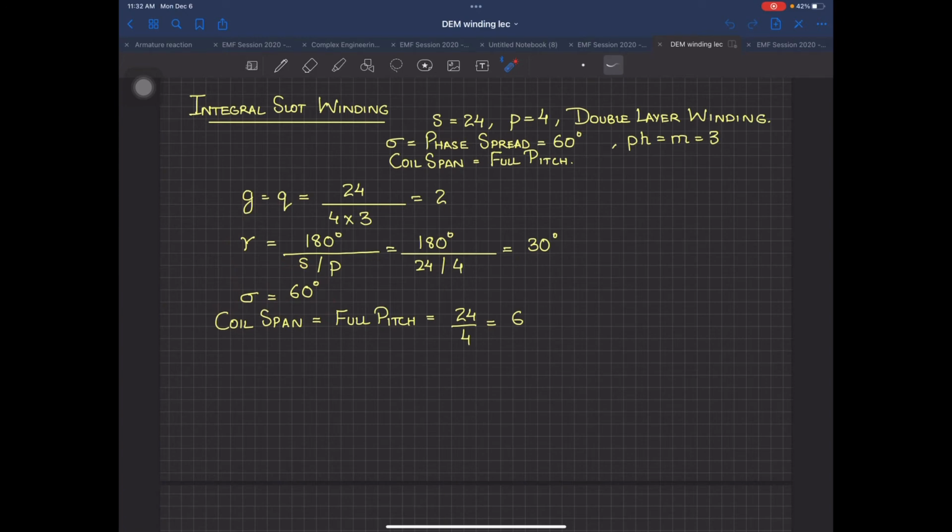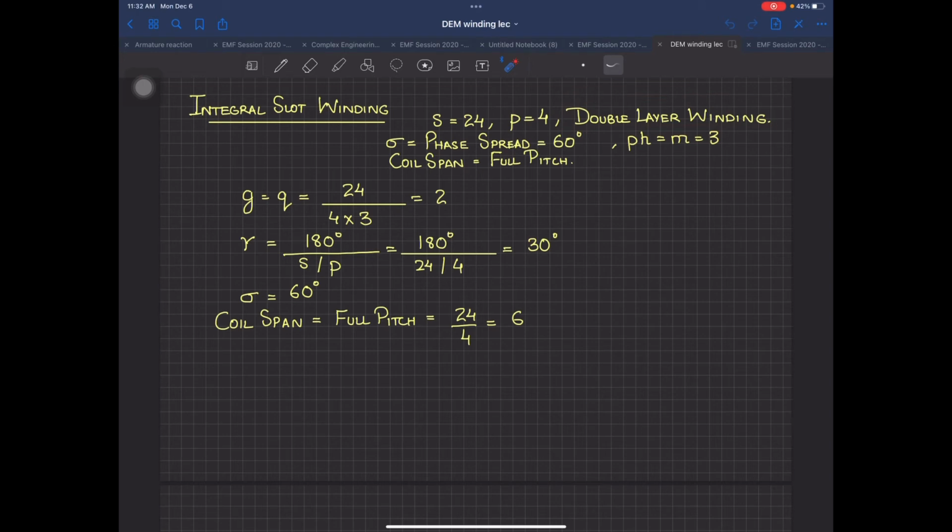So now I have to design a winding which is coil span equal to full pitch winding and integral slot winding. Slots is equal to 24, P is equal to 4, M is equal to 3, which is actually the 3 phases, and it's a double layer winding. Now double layer winding means that each slot is going to be visited twice.